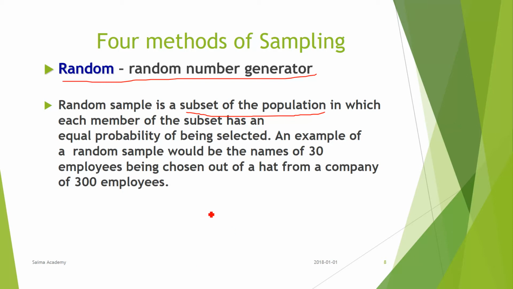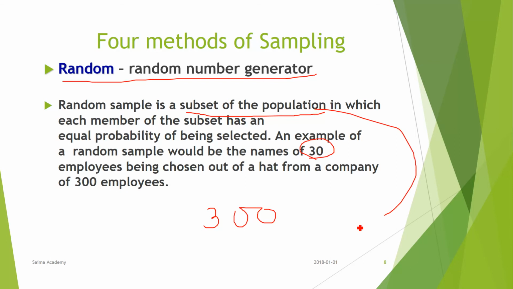Suppose you are working in a company, and they have, this is just an example, 300 employees, and you want to pick 30 employees as a sample to collect data. What you have to do is put the names of 300 employees in a hat or in a box, shake the box properly, and then pick 30 employees. So each and every person has an equal probability of being selected. This is random sampling from the population.